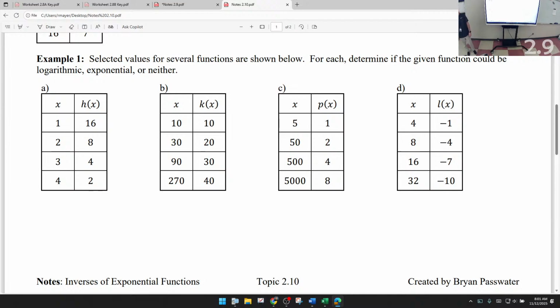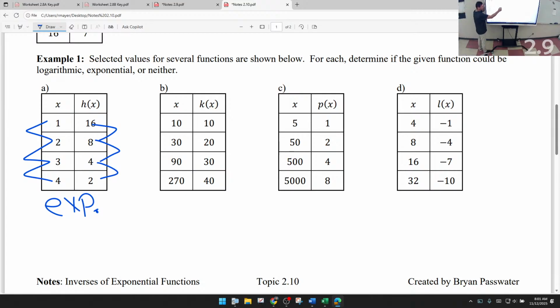Selected values of several functions are shown below. For each, determine if it's logarithmic, exponential, or neither. 1, 2, 3, 4, common. 16, 8, 4, 2, multiplied by 1/2, or divided by 2. So this is exponential. The input values are constant. The output values are being multiplied by 1/2, or you can say the output values are being divided by 2.